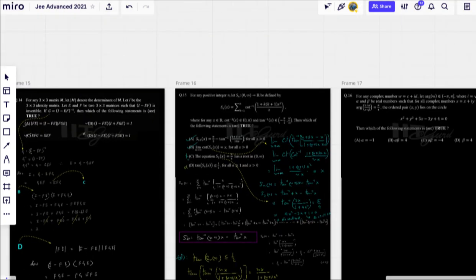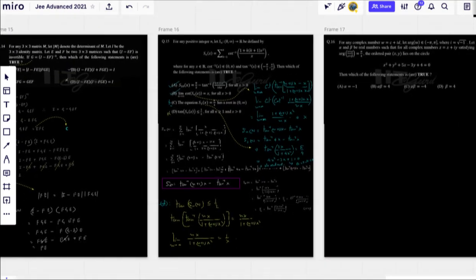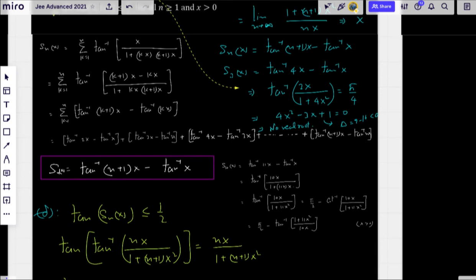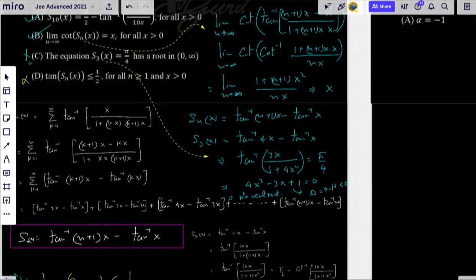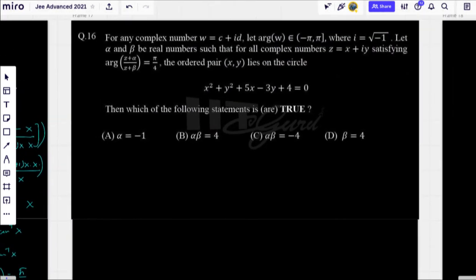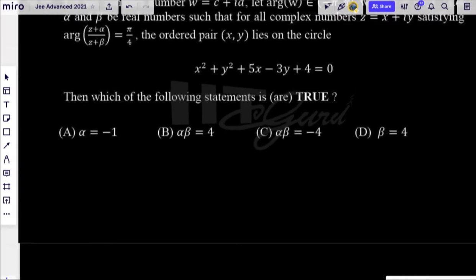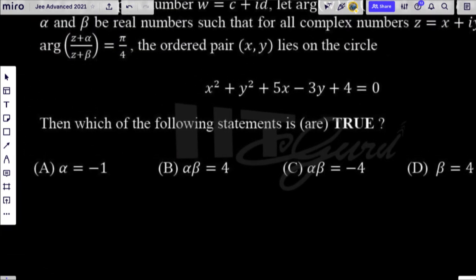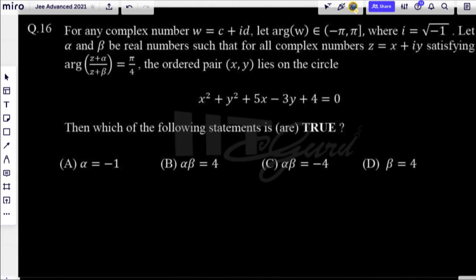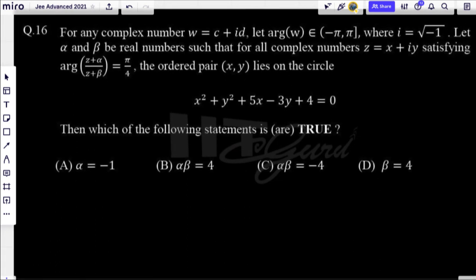Let's see the solution. This is the entire thing. It's okay. Although they have done the exercise with the limits, which is very obvious in such types of questions, they usually do. So one more question is there, from complex numbers. Let's see this question also.